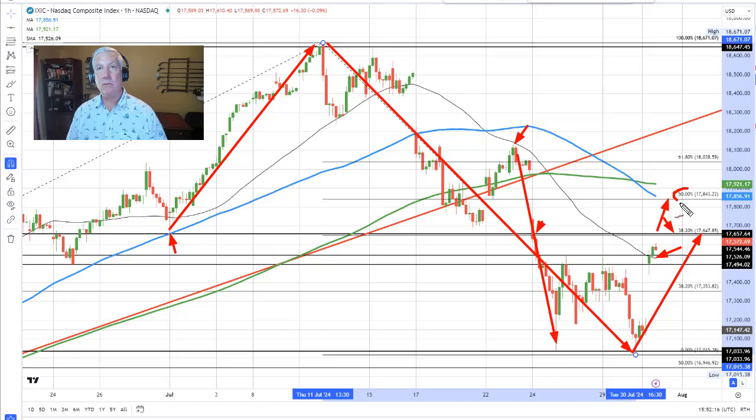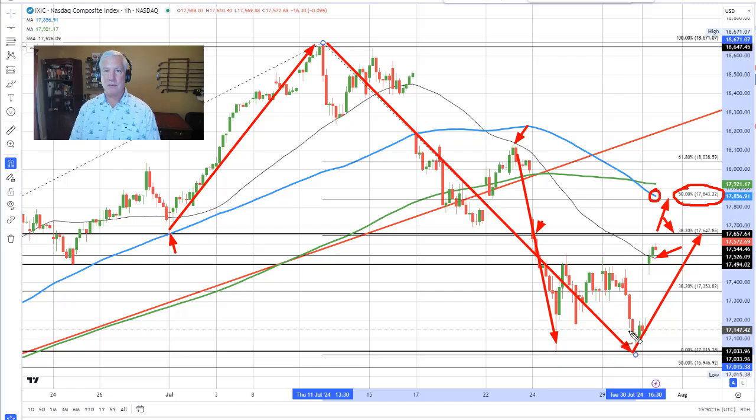And then we start to look toward the falling 100-hour moving average and 50% retracement level. Those levels are going to be centered right around the 17,843.22 level. You can imagine that 100-hour moving average moving to the downside here toward that level. So that's going to be another key level that traders are going to be looking for on further upside momentum.